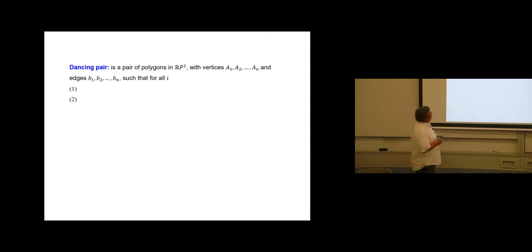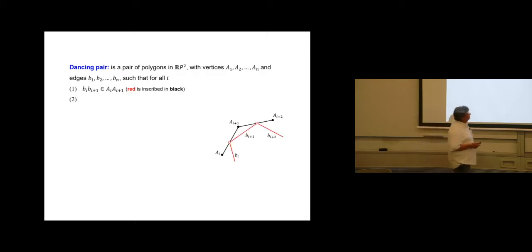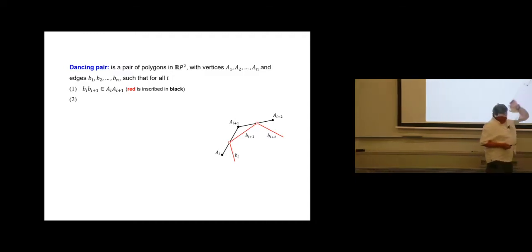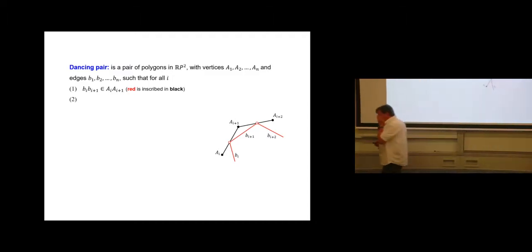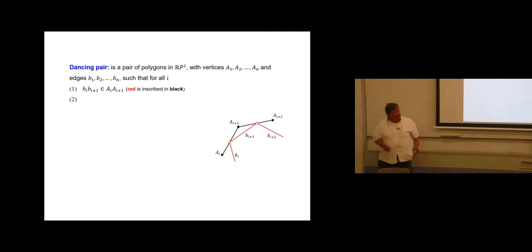So what is a dancing pair of polygons? The polygons are marked: the first one by its vertices, which I denote A1 to AN, the second one by its edges, for some reason. There are two conditions. The first, as I said, is that one is inscribed in the other: each red vertex is on a black edge. That's the easy one.